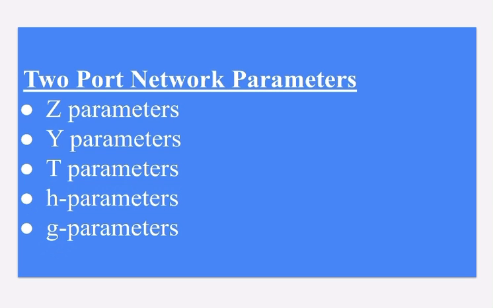So we also have parameters obtained by converting one parameter into another parameter. For example, we can convert the Z parameters into Y parameters, as well as Y to Z or Y to H parameters are also there. So I will explain those parameters in my next class.